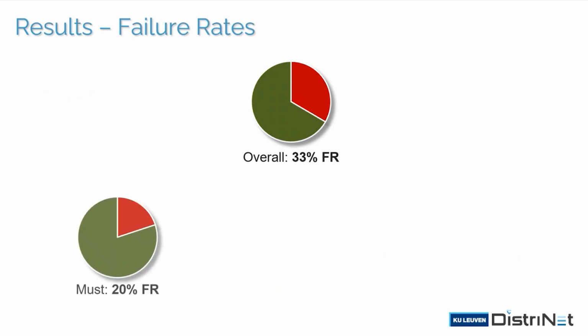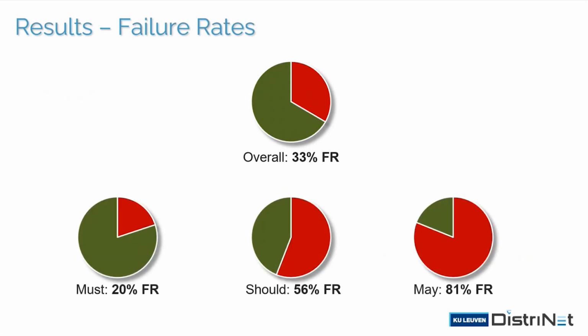If we split this up into the separate categories, we get more interesting results. Unsurprisingly, 81% of the optional security requirements are not implemented, but that's kind of logical because they are optional. But 1 in 5 of the mandatory countermeasures is also not implemented on average, right? More than half of the recommended countermeasures are also not implemented, right? So that's actually a lot, and that's quite surprising. But again, these are the failure rates of the individual test cases, so it doesn't really tell us much.